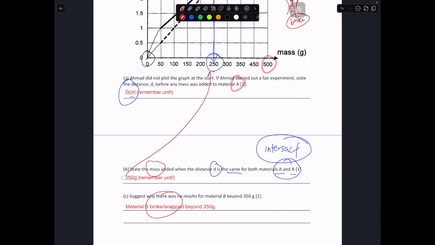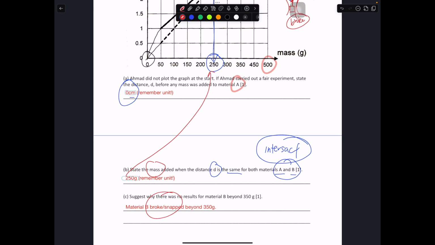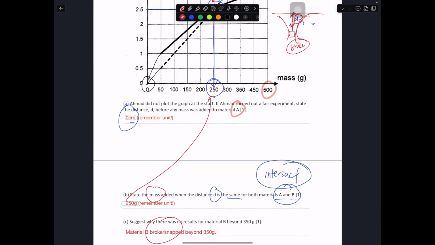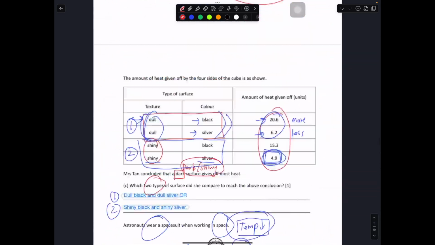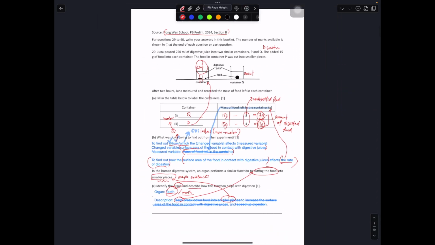So for now we are done with this paper. I'm going to start from the front and stop at different junctions for you to take a look at the whole paper. So this is the first part.